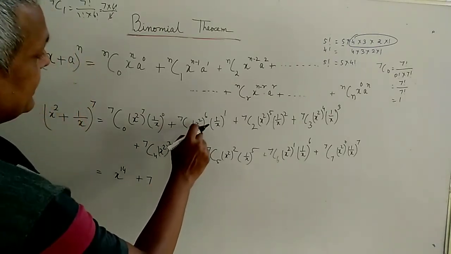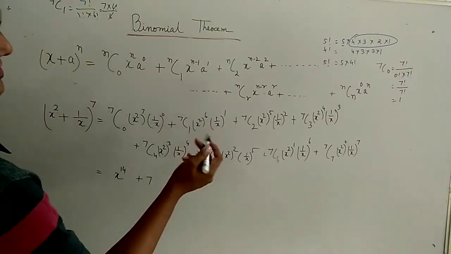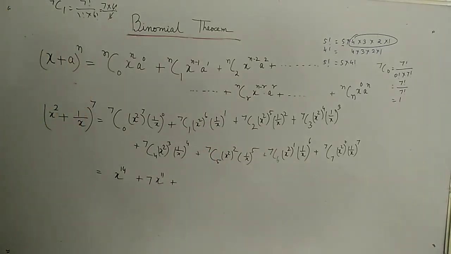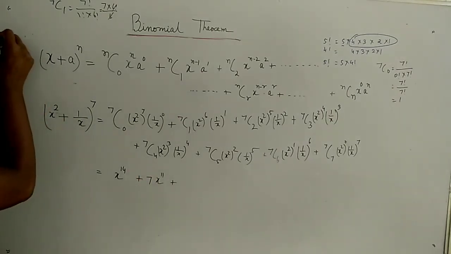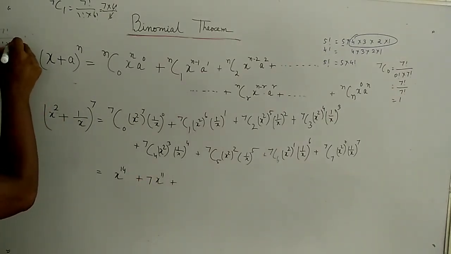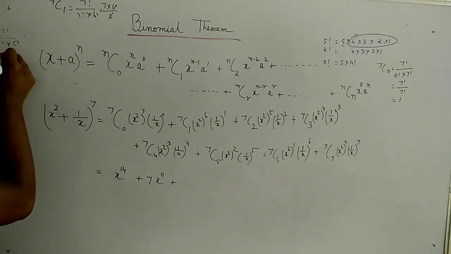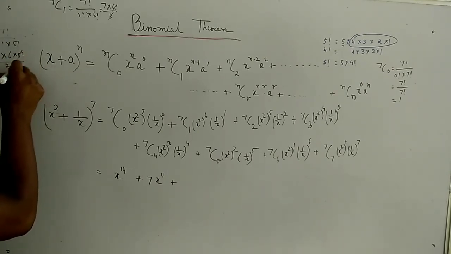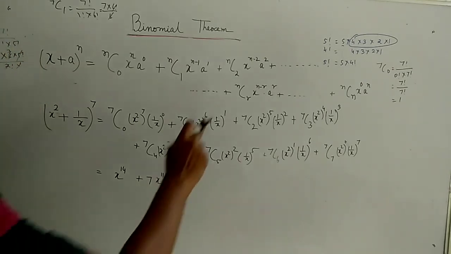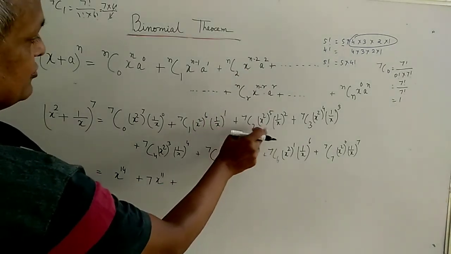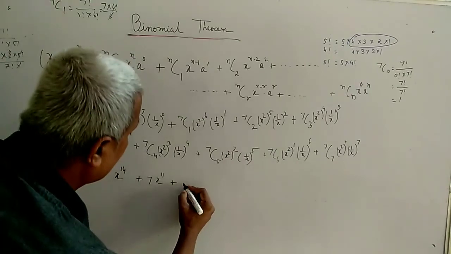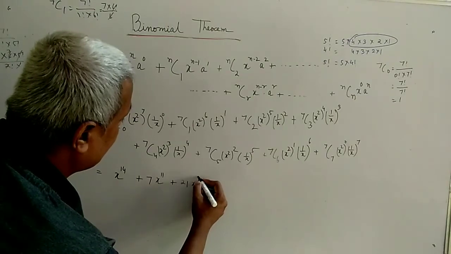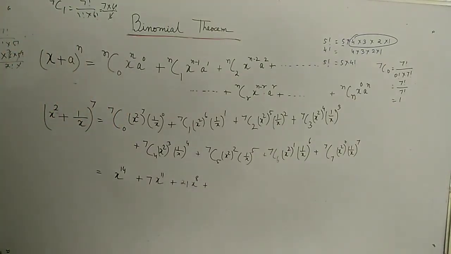So 7, x^12 from (x²)^6, divided by x, so it is x^11, plus 7C2. 7C2 is 7 factorial over 2 factorial into 5 factorial. Then you get 7 into 6 into 5 factorial upon 2 factorial into 5 factorial, 5 factorial cancels. This is 3, 7, 3, 21. So 7C2 is 21. 21 x^10 divided by x², so this is x^8, plus 7C3.